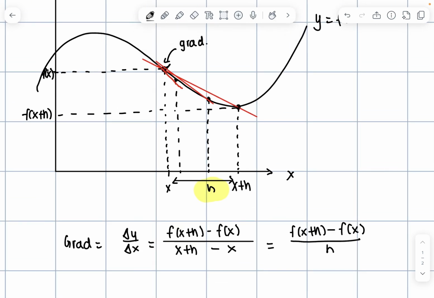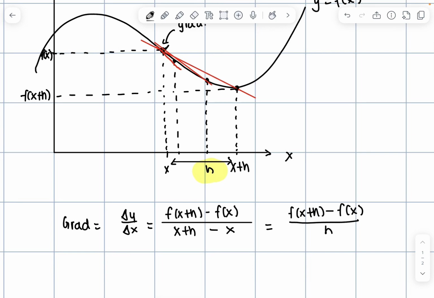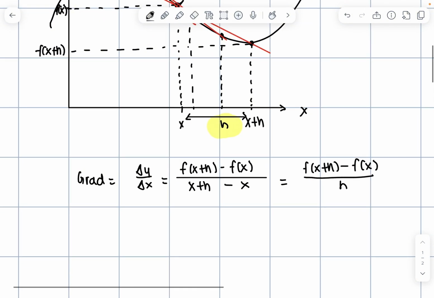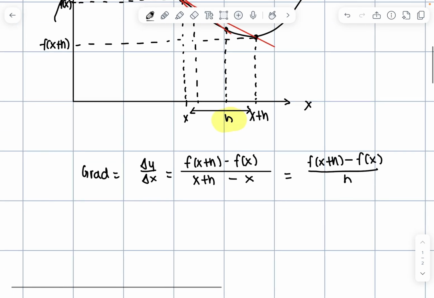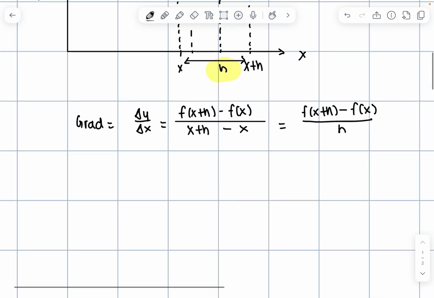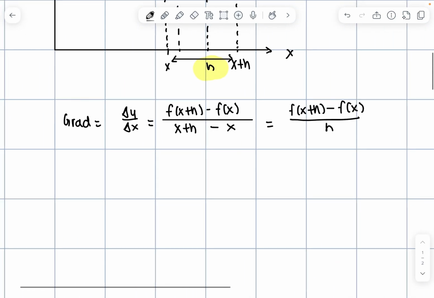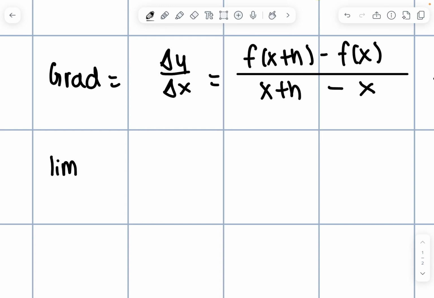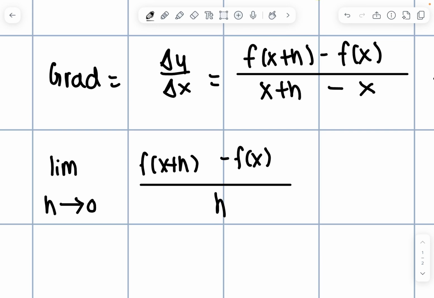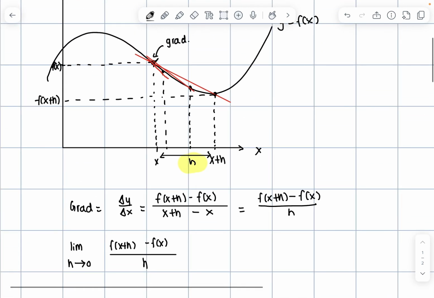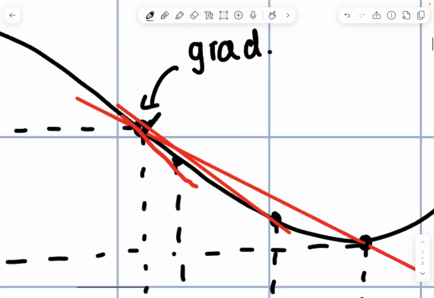Now, obviously, you can't have it being at that exact point because the change in x values is 0, and then you'd be dividing by 0. But what you could do is analyze what happens to the gradient function as h approaches 0. Now, what they both did was introduce this thing called a limit as h tends to 0. So the limit as h tends to 0 of f of x plus h minus f of x, divided by h. And that there is how they find the instantaneous rate of change of the gradient at that point.